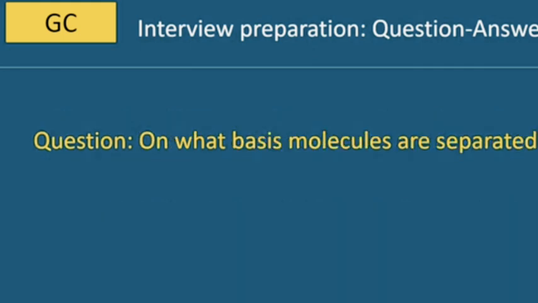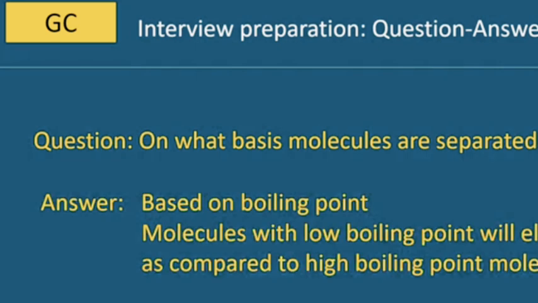Let's move on to the next question. On what basis are molecules separated in GC? Molecules are separated based on their boiling point. So molecules with low boiling point will elute first as compared to high boiling point molecules.